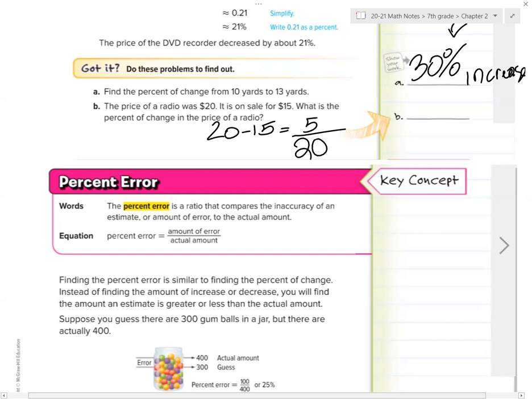Yes, sir. Yes, because you're finding the difference of them too. The question just was, do I take the bigger number and subtract the smaller number? Yes, because we're finding a difference. So 5 divided by 20 is what? 0.25, which is 25% decrease. You'd say 0.25 or 25 hundredths.